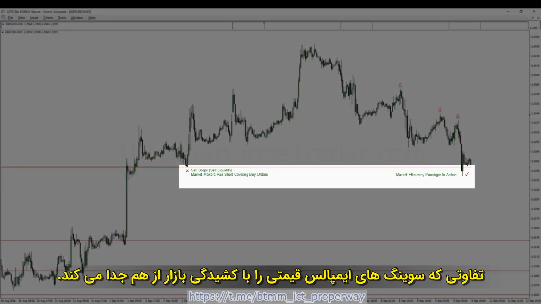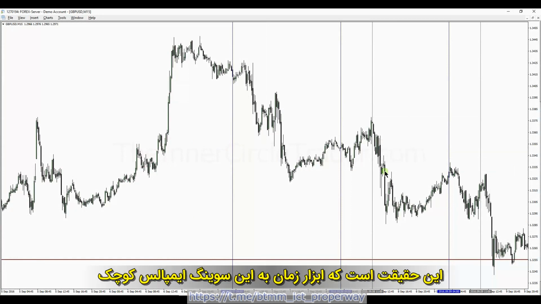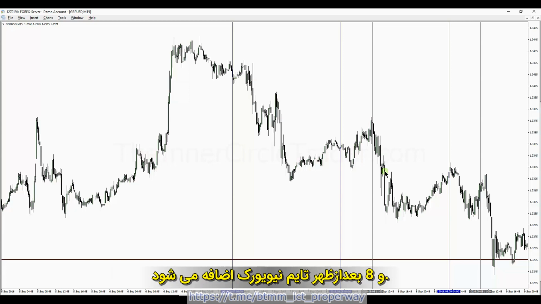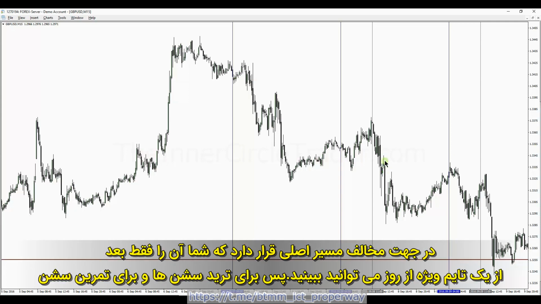The difference in determining impulse price swings and market protraction is the fact that there is a time element applied to the small impulse swing after midnight New York time, after 7 a.m. New York time, and 8 p.m. New York time. There's usually a protractionary market phase that enters the marketplace, and it's a small little impulse price swing that's counter to the major direction that you're going to see after that specific time of day.